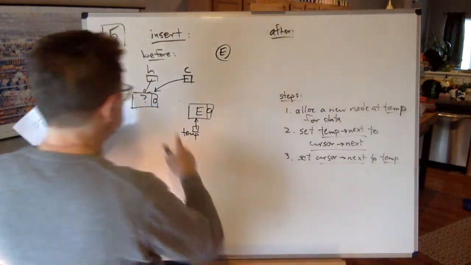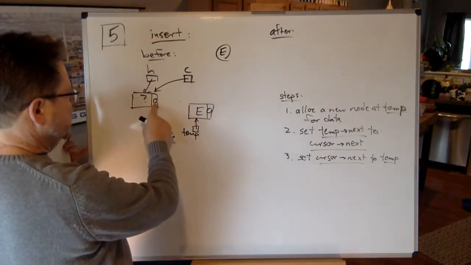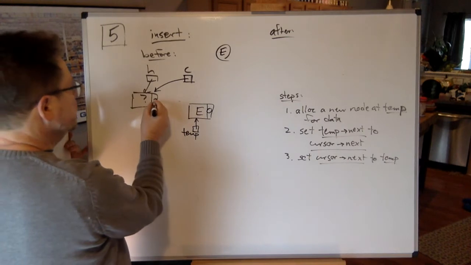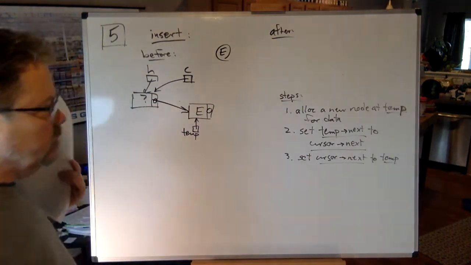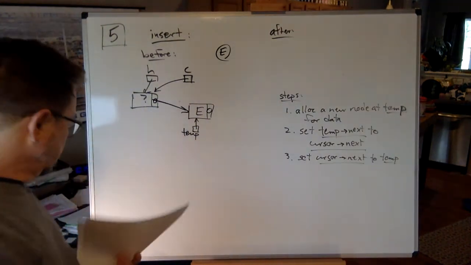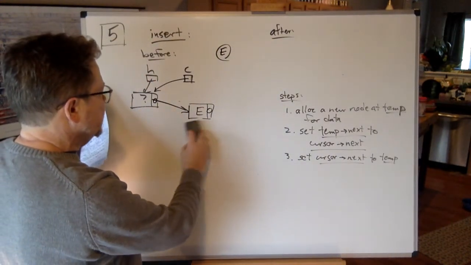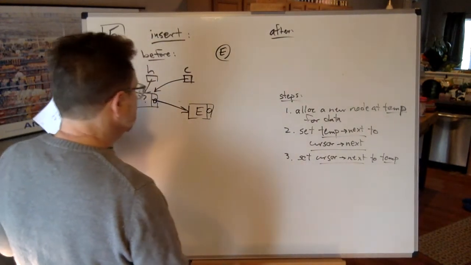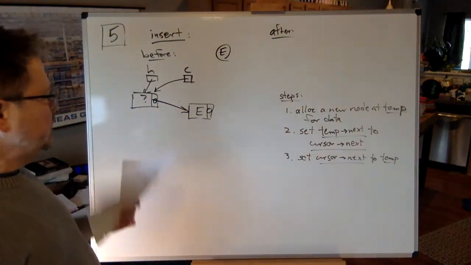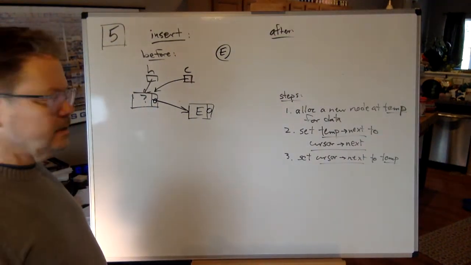Set cursor arrow next to temp. Cursor arrow next, this thing, set that equal to temp. Set a pointer to another pointer variable, you get 2 pointer variables pointing at the same thing. Then, when the smoke clears and the function returns, temp disappears. Goodbye, temp. And look at our list. It did insert the first thing in the list.